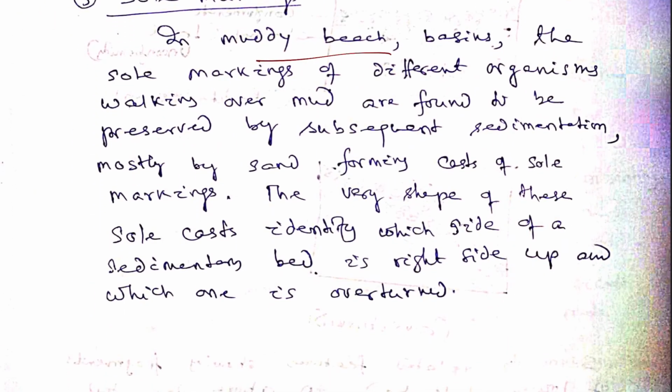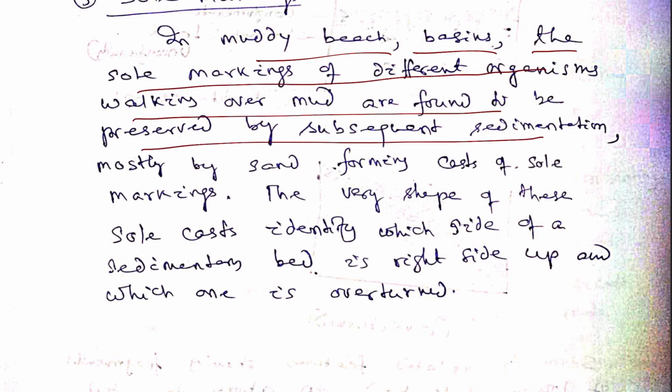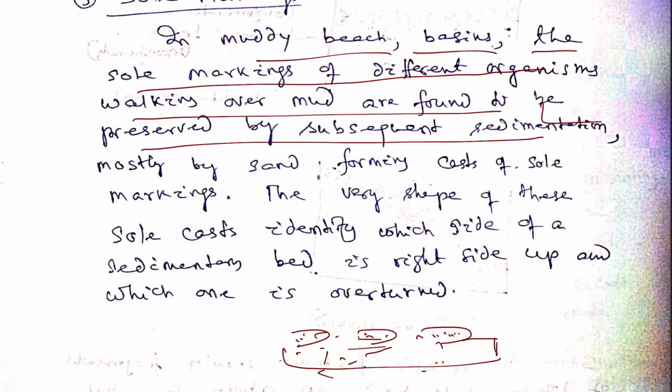Similarly, sole markings in muddy beach basins are found to be preserved by subsequent sedimentation process. If it is a shell layer and the organism has moved over it, the footprints are there in the muddy beach. So these sole markings are the depressions whose shape is the shape of the footprint of the concerned organism that has moved over it.